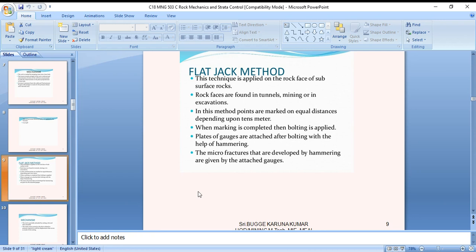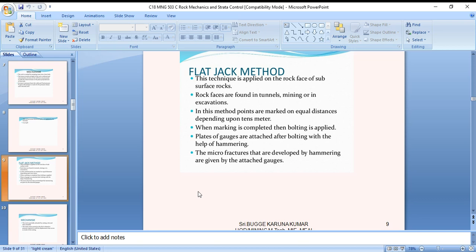This technique is applied to the rock face, subsurface rock. Rock faces are found in a tunnel, mining or excavation in this method. Points are marked at equal distances, depending upon the method. When the marking is completed, then bolting is applied.